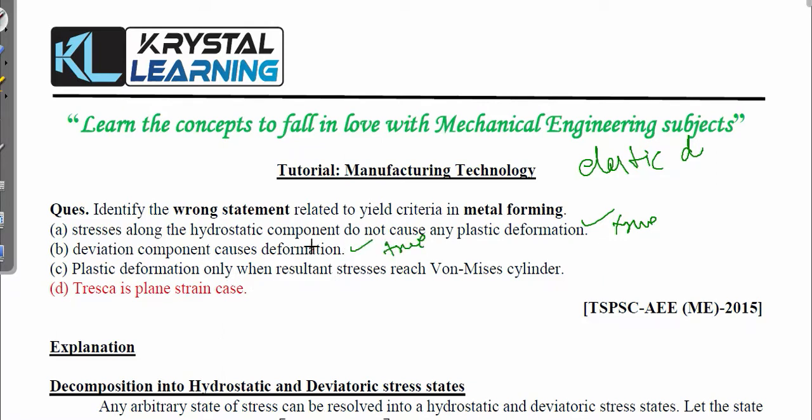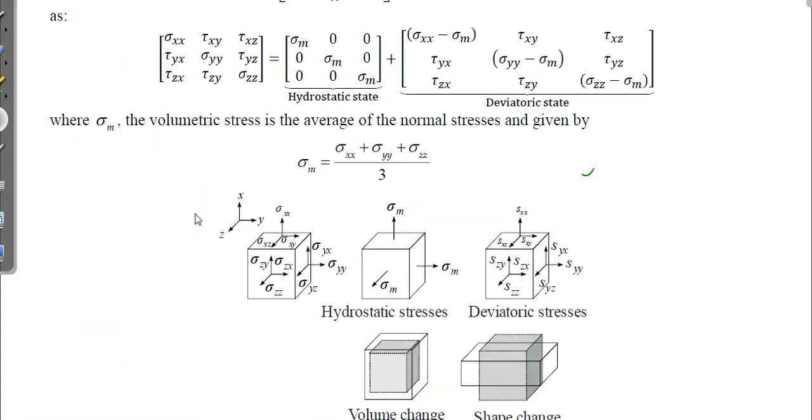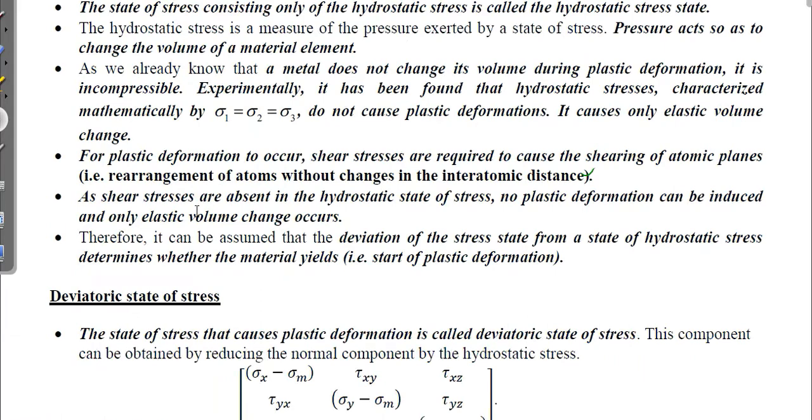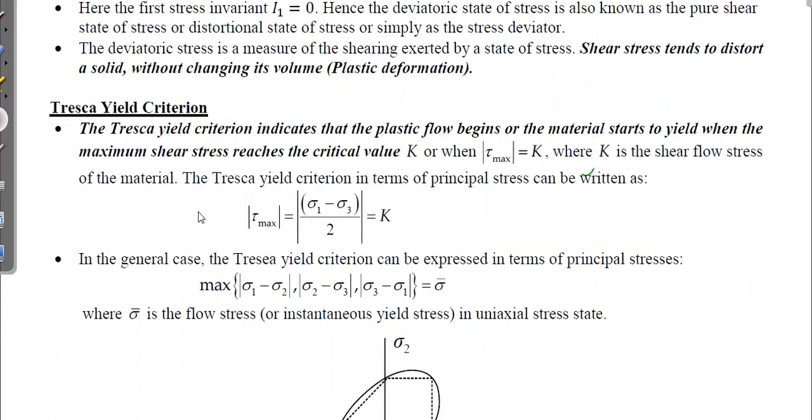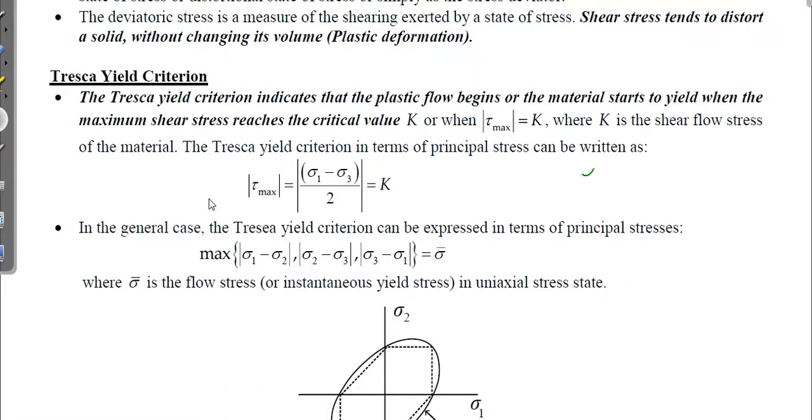If anybody wants to do plastic deformation, then you need a shear component. Shear component is given by the deviatoric component. Okay, let's read further. So now we will see the Tresca criteria. I am just writing the direct formula. There is no need here for the derivation and understanding of this Tresca criteria. We will just see the graph.